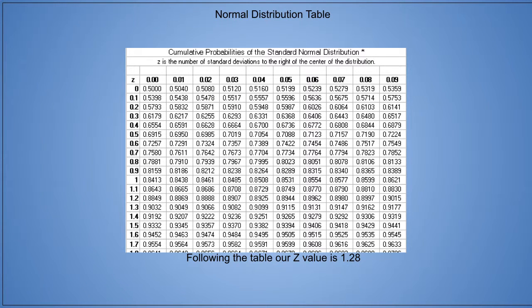And here's a picture of the normal distribution table. If you go all the way down to 1.2 and go over to 0.08, you're going to see that the total is 0.8997, and go one more over, it's going to be 0.9015, and your value is going to fall right in between there, and that's going to be the 0.90, and basically you're going to get that the z value is 1.28.